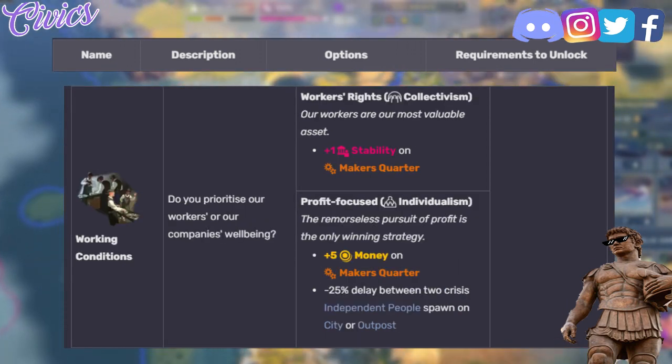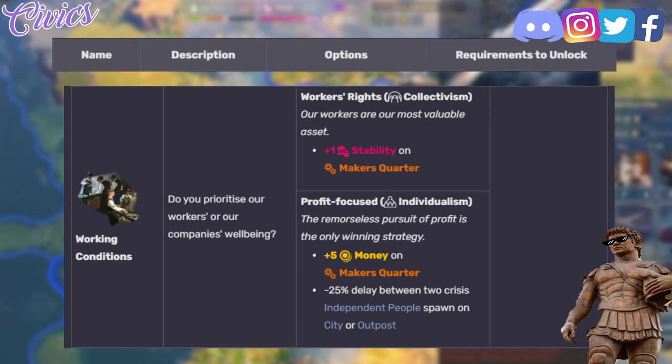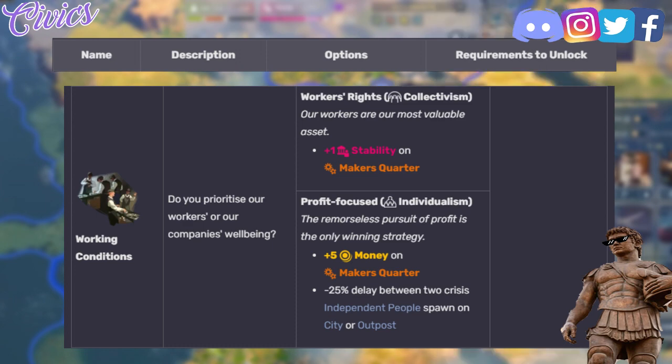Working conditions. Do you prioritize our workers or our company's well-being? Option A, workers' rights, collectivism. Our workers are our most valuable asset. Receive plus 1 stability on maker's quarter.